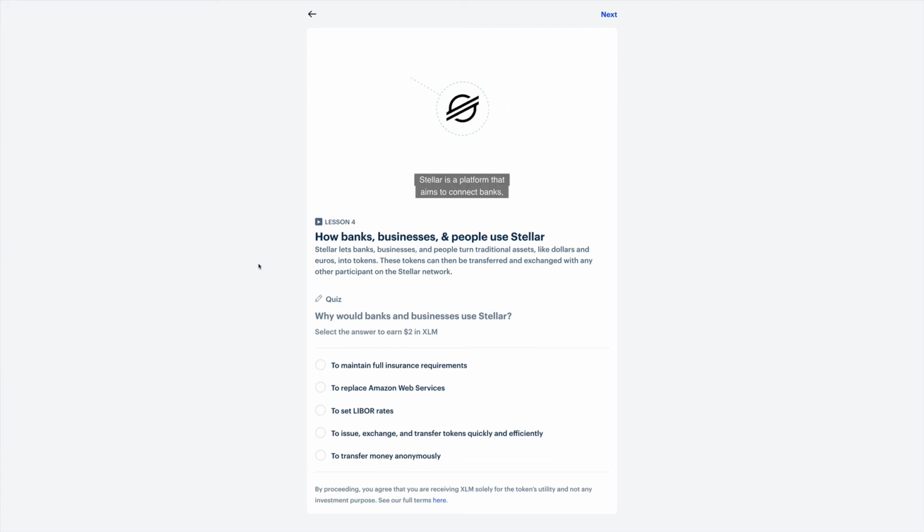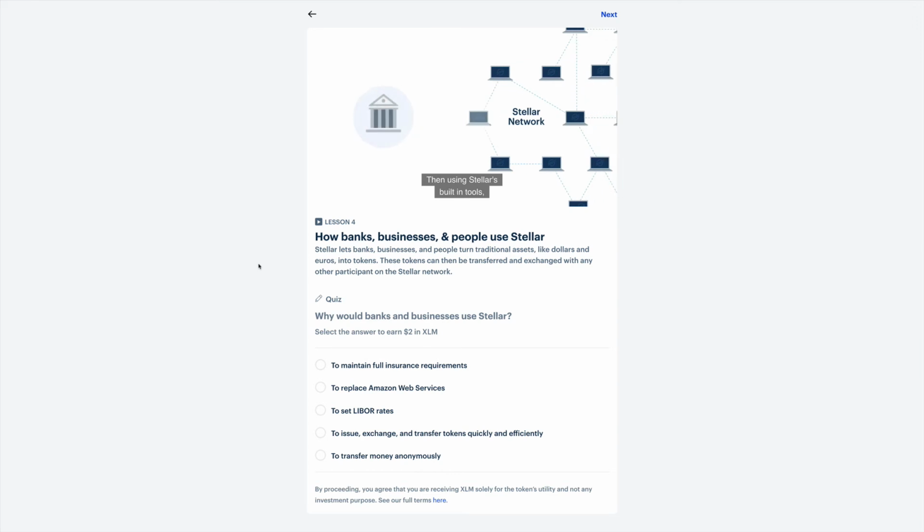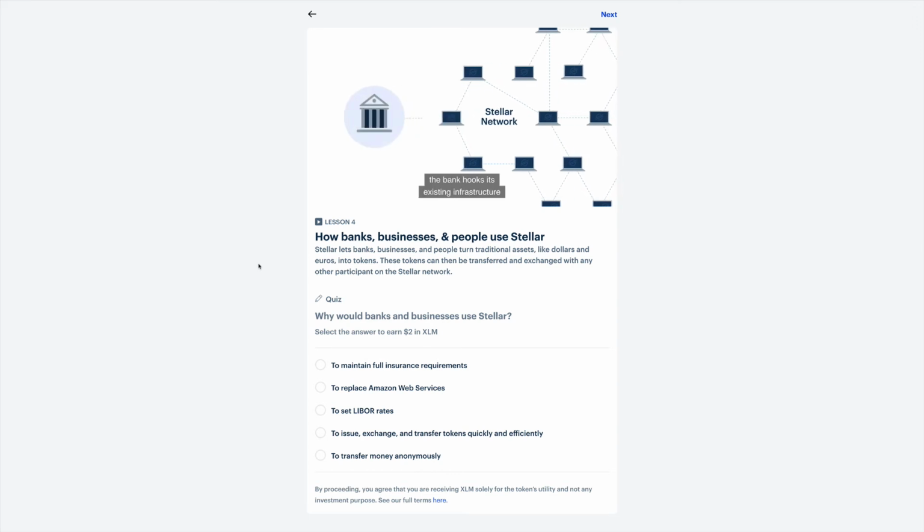Stellar is a platform that aims to connect banks, businesses, and people far more efficiently than today's financial infrastructure. Let's take a bank, a business, and a person and show you how this works. First up, the bank. This is Main Street Bank. To use the Stellar network, Main Street Bank sets up a Stellar account. Then, using Stellar's built-in tools, the bank hooks its existing infrastructure into the Stellar network.